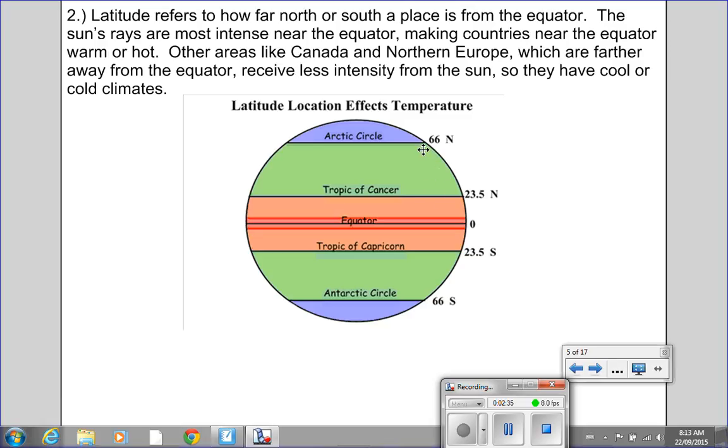As you're getting closer to the Arctic Circle, or if you're getting closer to the Antarctic Circle, it's going to get colder.